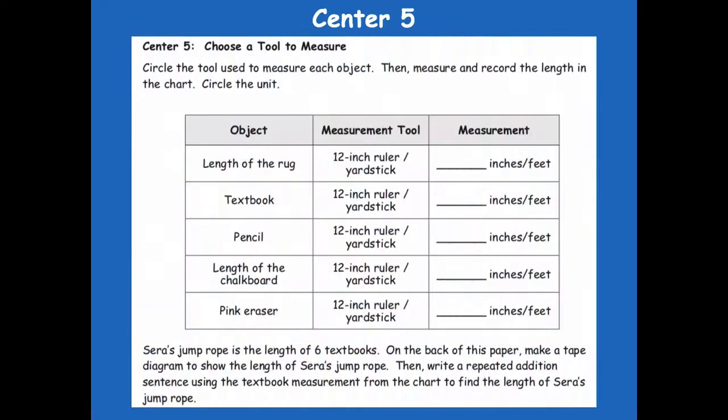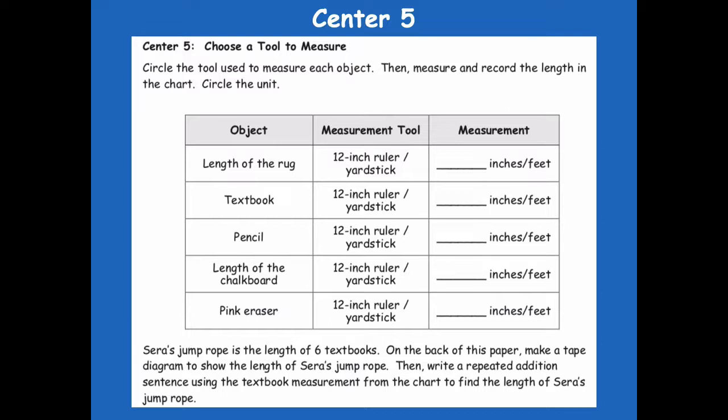All right, center 5 is your last one, and it looks like this. You're going to choose a tool to measure. So you're going to circle the tool used to measure each object. Then measure and record the length in the chart, and then circle the unit. So the first one is the length of the rug. So find any rug that you have in your house. It would probably be a larger rug. Okay, maybe not one that sits right by a door. Okay, so a larger rug.